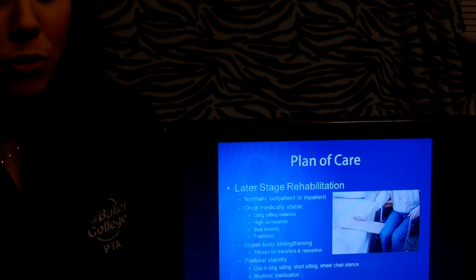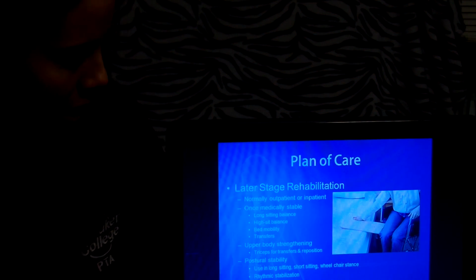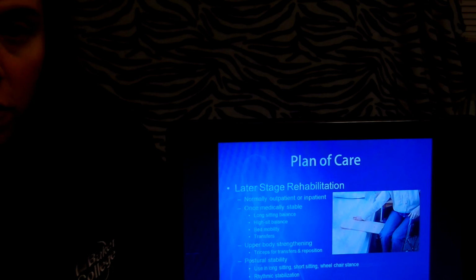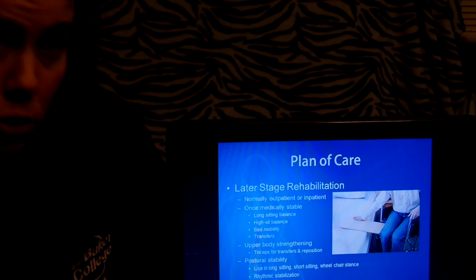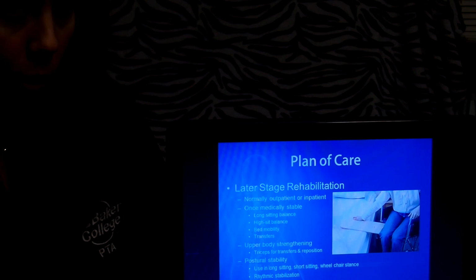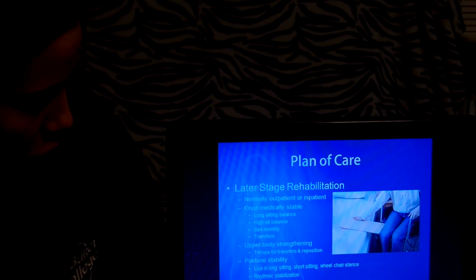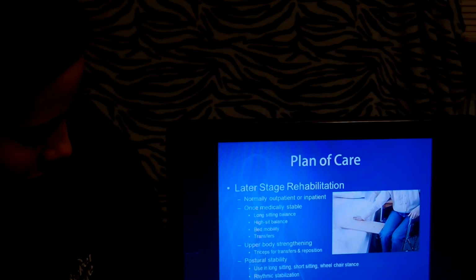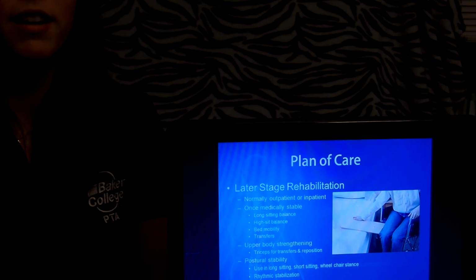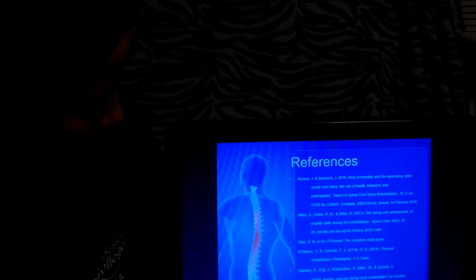Upper body strengthening is really important, especially since they do have extension. So triceps for transfers and repositioning, and then postural stability for sure, because they're not going to have as much trunk musculature to help them stay up. So postural stability is used in long sitting, short sitting, and wheelchair stance. You can use rhythmic stabilization and alternating isometrics to help with gaining stability.